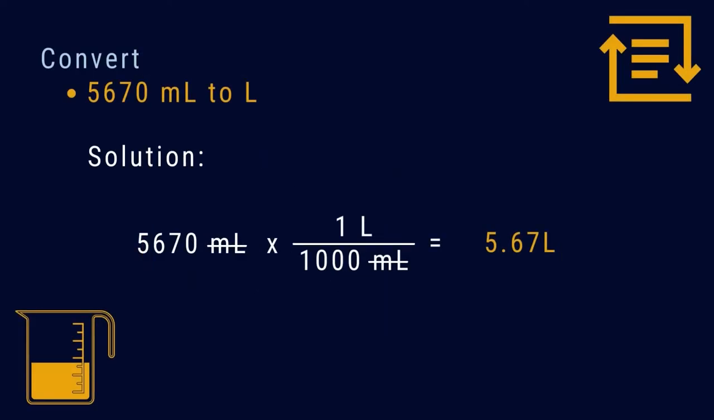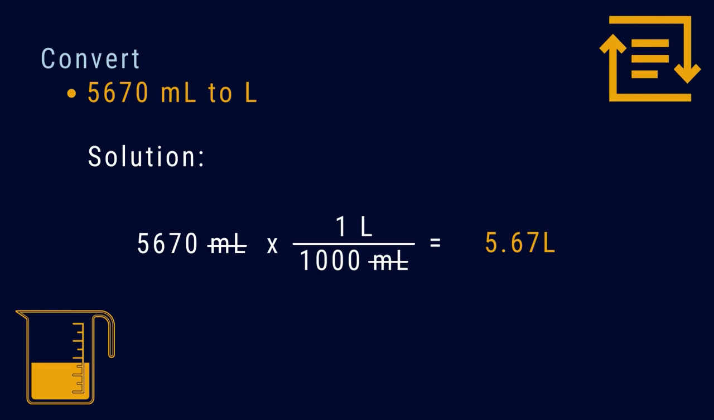Our first example here is to convert 5,670 milliliters to liters. What we need to do is to multiply 5,670 milliliters by 1 liter over 1,000 milliliters. This is based on the conversion factor that 1 liter is equal to 1,000 milliliters. This will cancel the unit of milliliter and we'll be able to get the unit of liter.